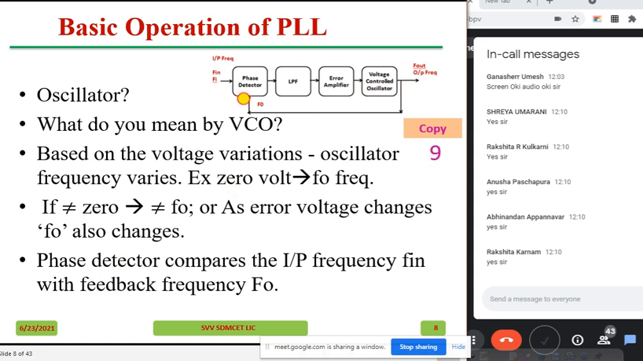What this phase detector does is compare the F0 and this input. Comparing these two, if a difference is there between the two frequencies, an error voltage will be given as an output, which will be filtered and then amplified. Then it will be given to the voltage controlled oscillator.